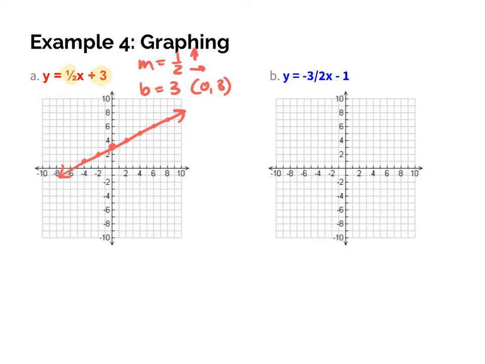Okay, next one here, we got negative 3/2 x minus 1. Again, this one looks a little goofy with the fraction, but we have negative 3 over 2.